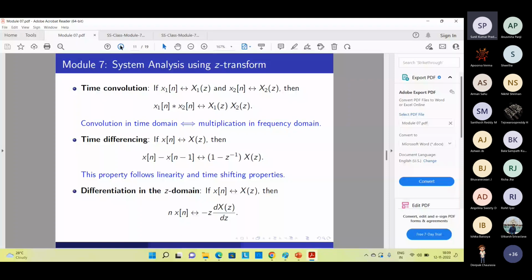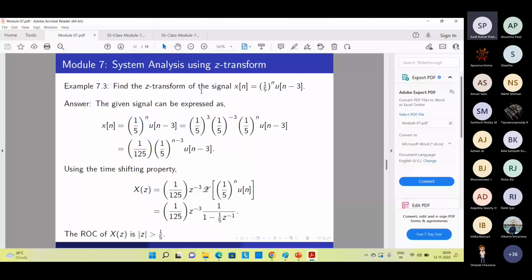Let's say that is a signal you find. Let's say your signal x[n] is equal to (1/5)^n u[n minus 3]. Let's find its Z transform. How can we find it? Now this x[n] is (1/5)^n u[n minus 3]. So we can write it as (1/5)^3 times (1/5)^(n minus 3), right?